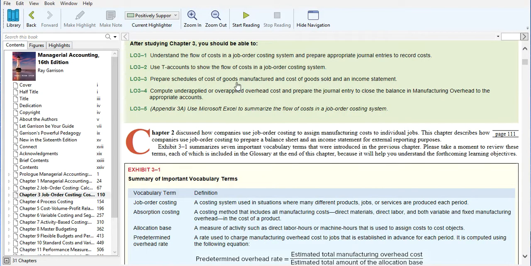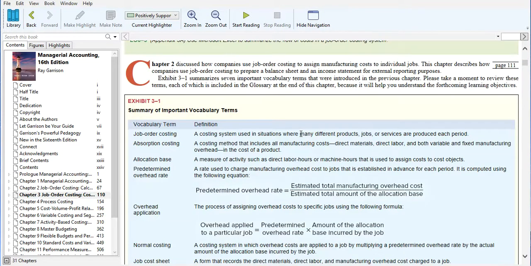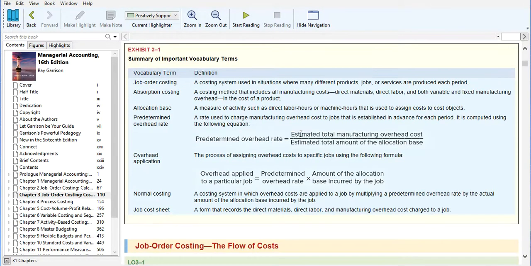If you look at the very beginning, we have some learning objectives: to know what the cost flows are and understand them, to use the T accounts, to prepare the schedule of cost of goods manufactured and cost of goods sold, and to compute the over-under applied overhead. All those things we've been doing in class, but I wanted to prepare this video so you could look at the book, refresh your memory, and maybe use this as a study guide for some of the things that are coming up.